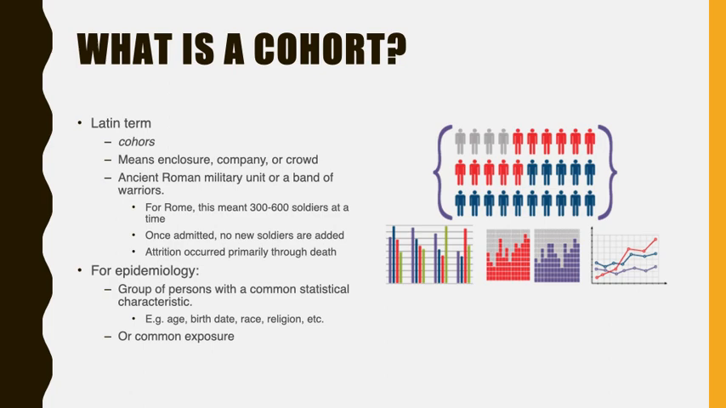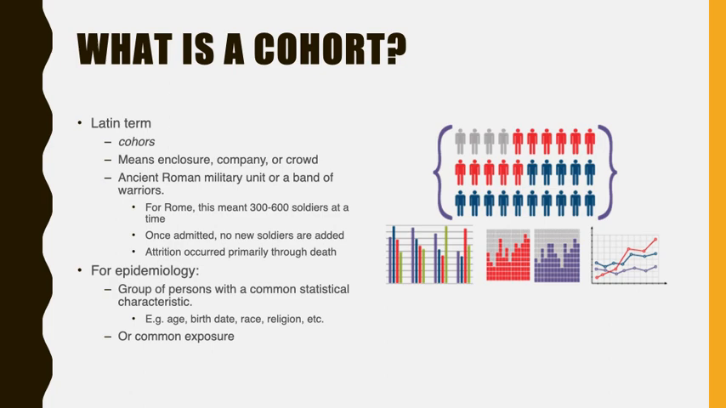So, in this time, a cohort in Rome meant 300 to 600 soldiers that were admitted at one time into a unit. And once they were admitted, there were no new soldiers added. So the attrition of these cohorts occurred through death. So as a soldier died, the cohorts got smaller.